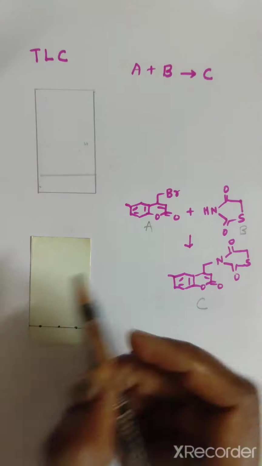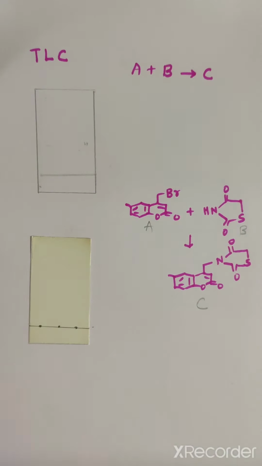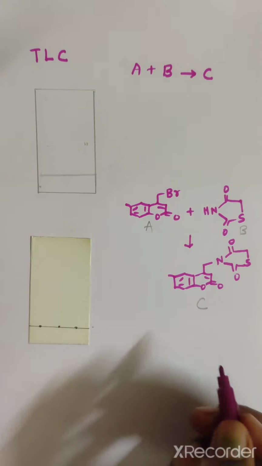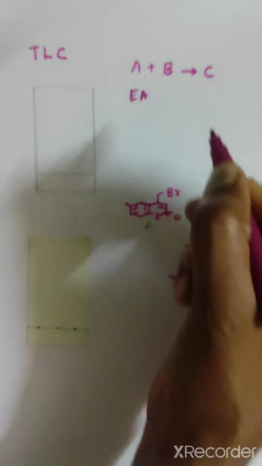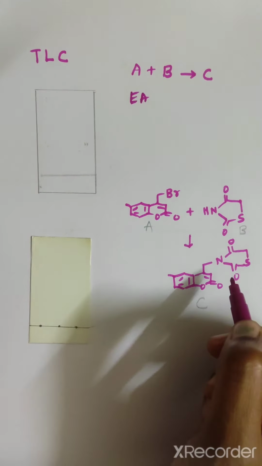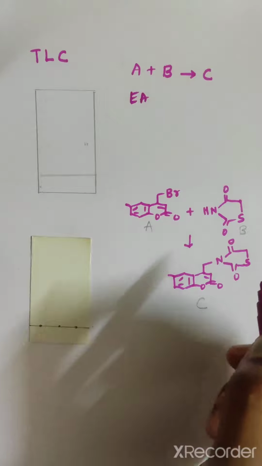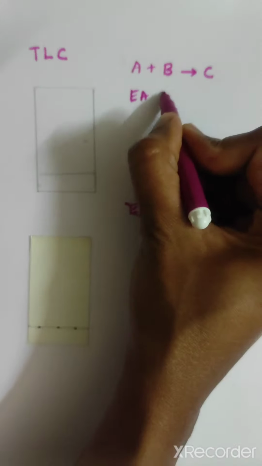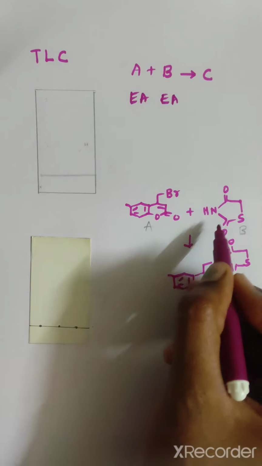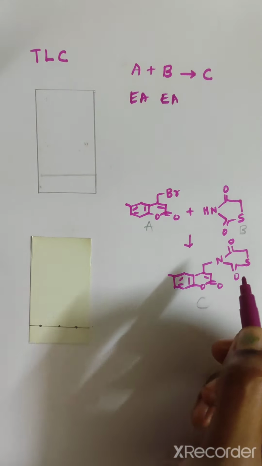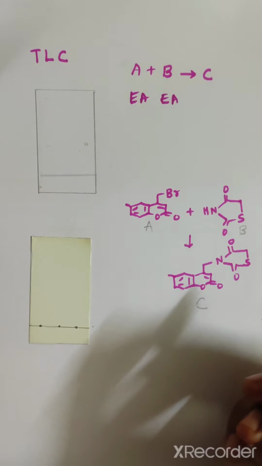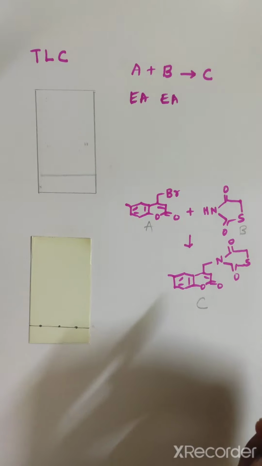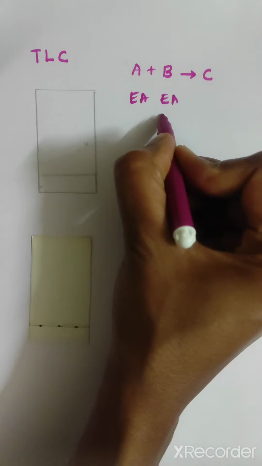Take a little of compound A and dissolve it in a suitable solvent like ethyl acetate. And take compound B in a fusion tube and dissolve it in a suitable solvent, it may be ethyl acetate. If the compound is not dissolving in ethyl acetate, you can choose another solvent, ethanol or methanol. And if it is not dissolved in ethanol or methanol, you can choose a solvent like DMF also.